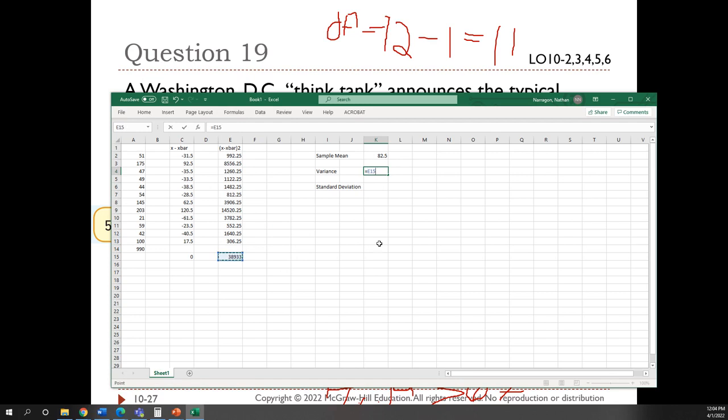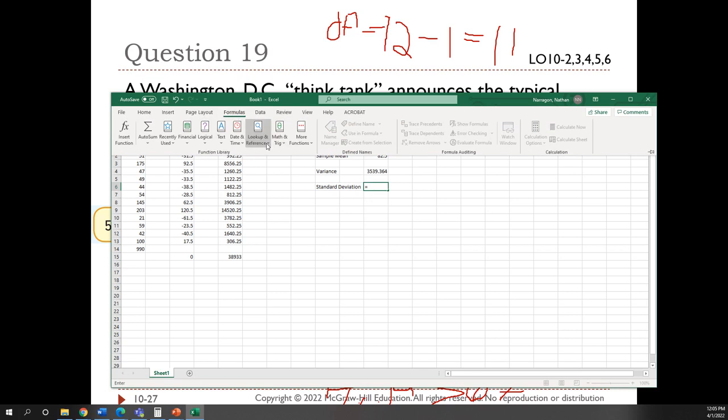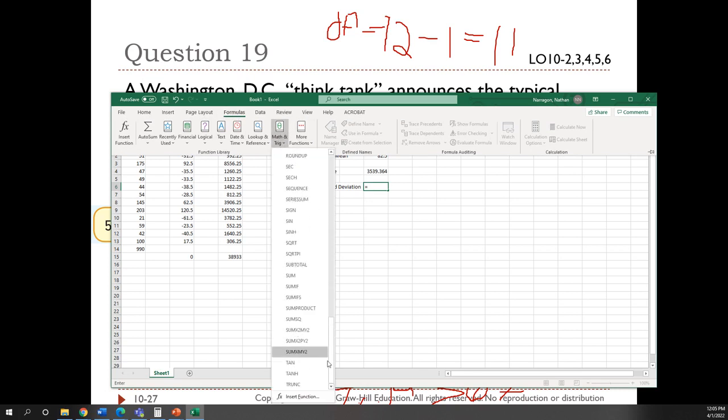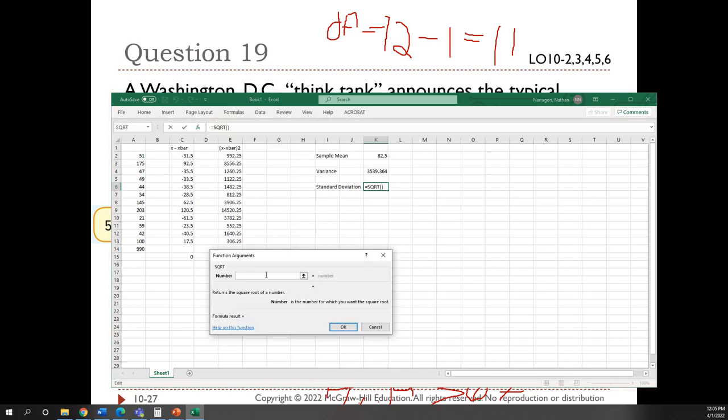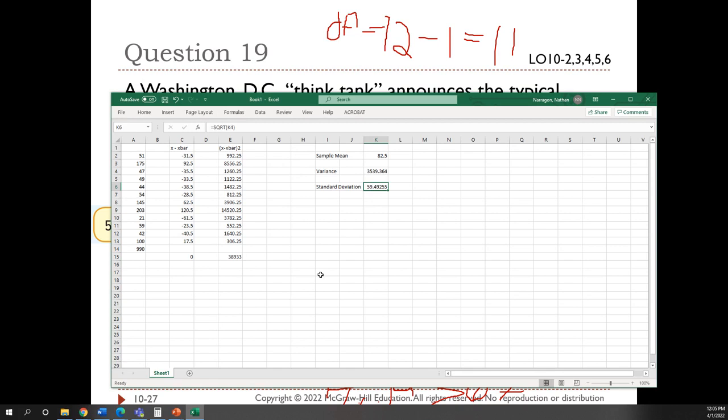So this is going to equal this number divided by our sample size, 12 minus 1. Remember, since it's a sample size, it does change just a tad bit when we figure out variance and standard deviation. Which is 3,539,364 variance. And the standard deviation is going to equal basically the square root. So let's go find the square root formula. And the number is going to be the variance. So we're looking at 59.49255, or basically about 59.5. Let's keep it simple. Okay? So that is our standard deviation for our sample size.